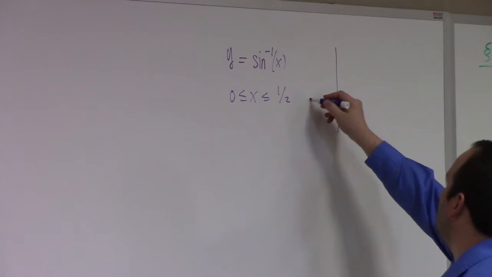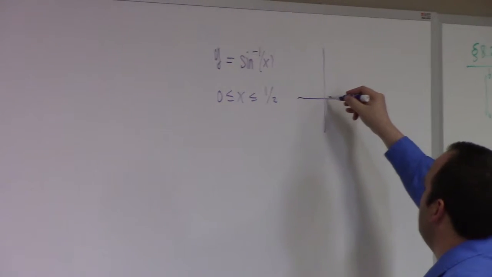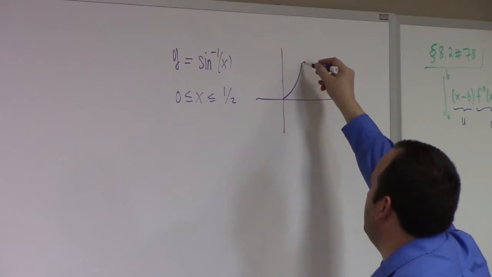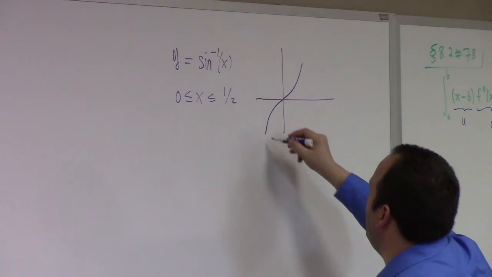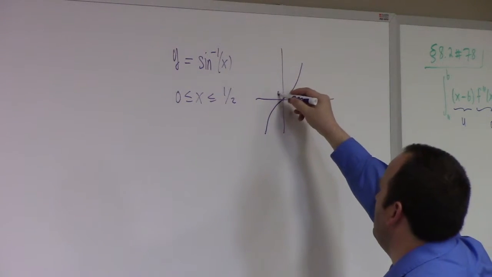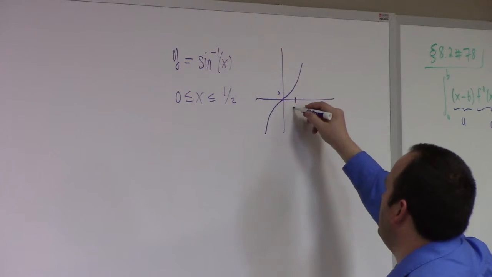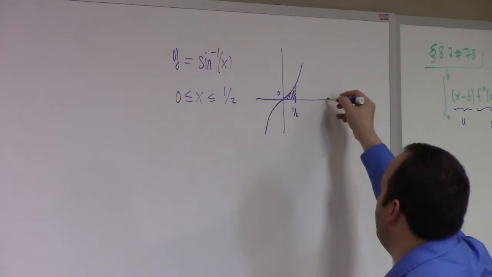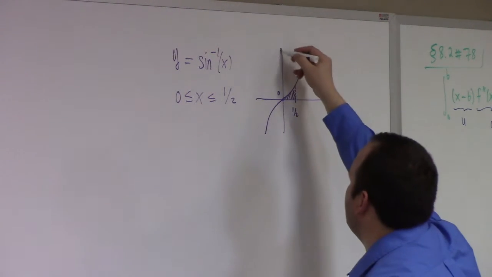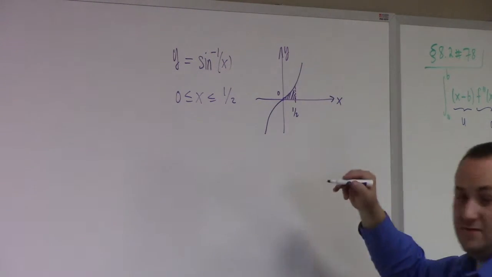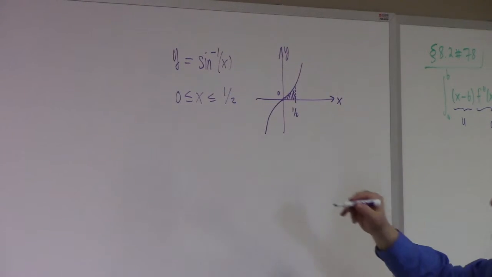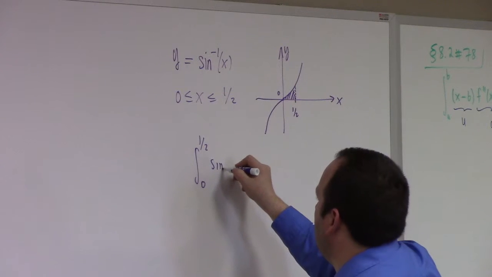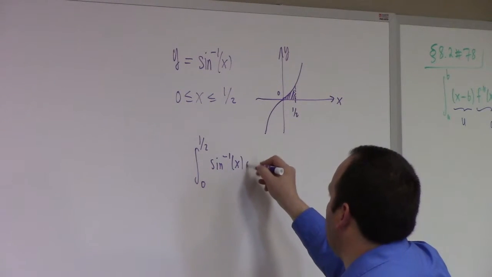Roughly speaking, arcsine is what? It's sine run up the axis, right? So it looks like this. From 0 to 1/2, we're trying to find this area, right? I'm not really sure the picture is even needed here. You said find the area under that. So all we're really asked to do is integrate from 0 to a half inverse sine of x dx.